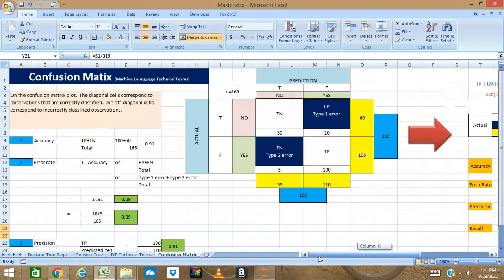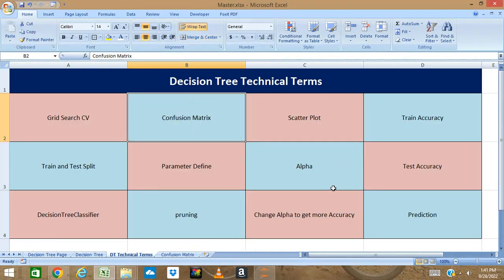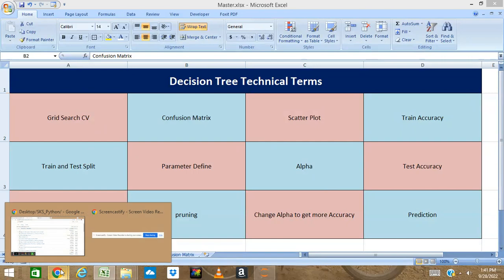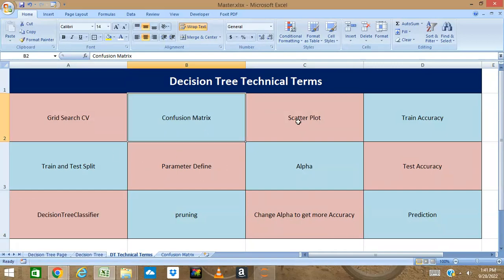I believe, guys, you loved all the things I tried to explain here. In the next video, let's see these technical terms one by one. Then only will we be able to start our decision tree. Otherwise, there is no logic to do a decision tree. We would just copy and paste the coding here and there, and we don't know what we are doing. Right? We should understand these things.